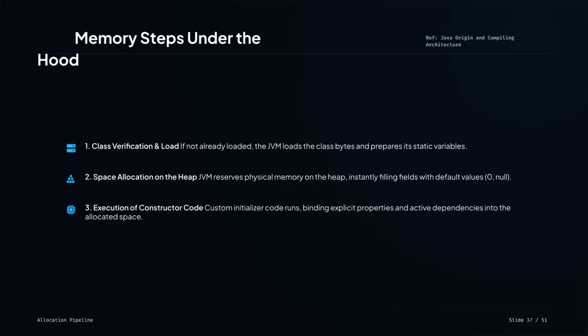Under the hood, object creation follows a three-step pipeline. The JVM loads and verifies the class, reserves memory on the heap with default values, and finally executes your custom constructor code to finalize the object state.